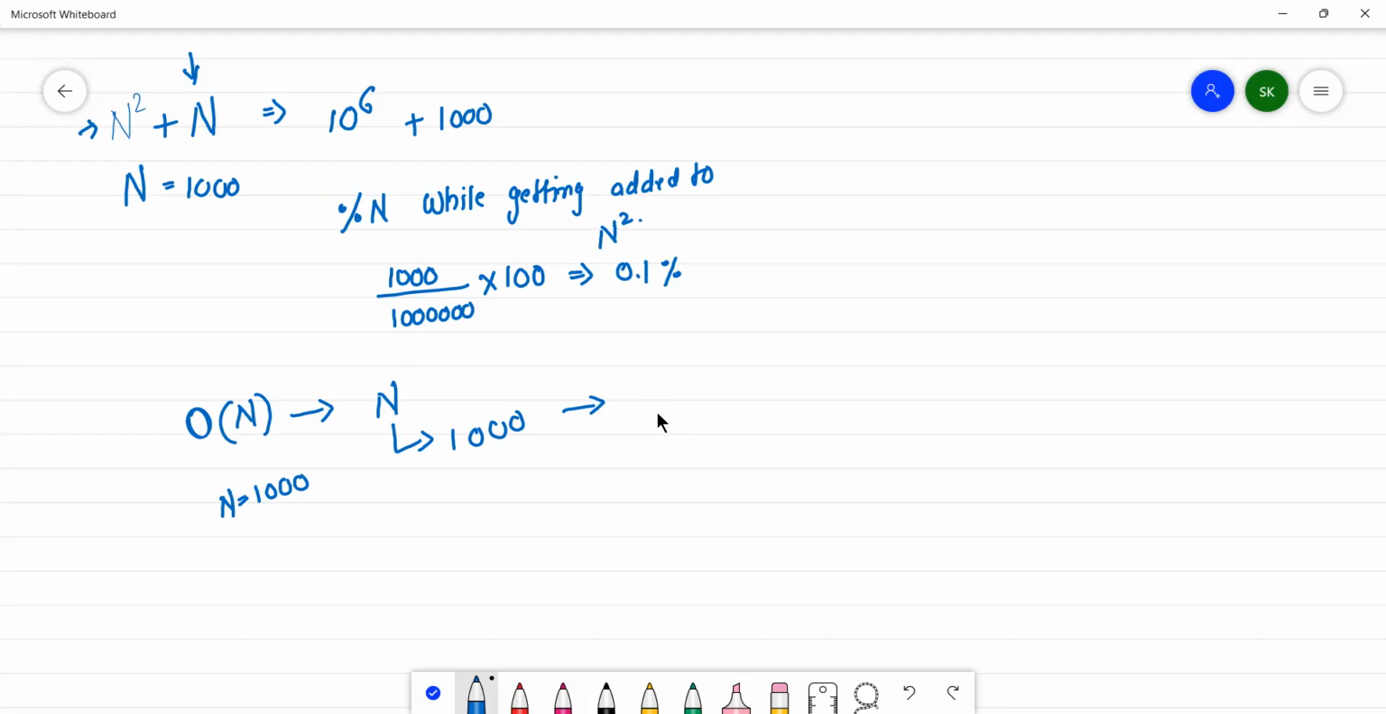No, it won't be 1000. I'm saying there is one for loop which is running for order of n time, and there are similar n for loops. Then how much will be the time complexity? I think it will be 2n. No, it won't be 2n. I'm just saying n into n for n loops. N into n, and it will come out to be n square.